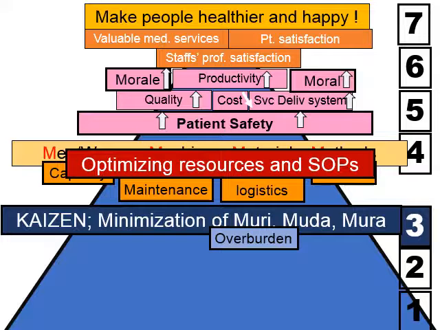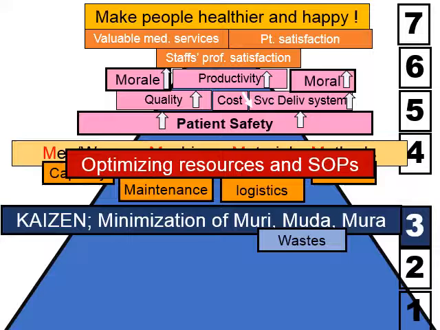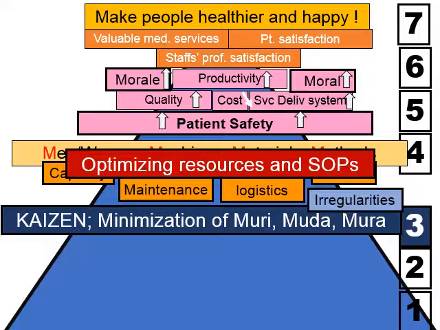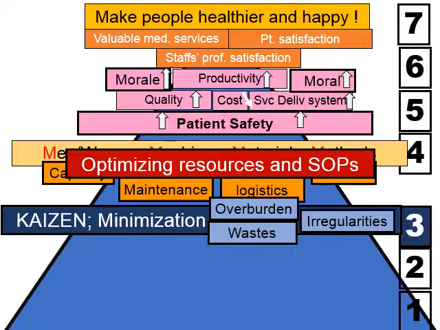MURI. Overburden is a target of Kaizen. Muda. Wastes of time and wastes of resources should be minimized. Mura. Irregular work processes should be minimized, since irregularities damage quality and safety. Full participation of the staff, on the ground level, is mandatory, since this is a kind of intra-organizational movement. We need to realize better working conditions, to connect our efforts to quality and safety.